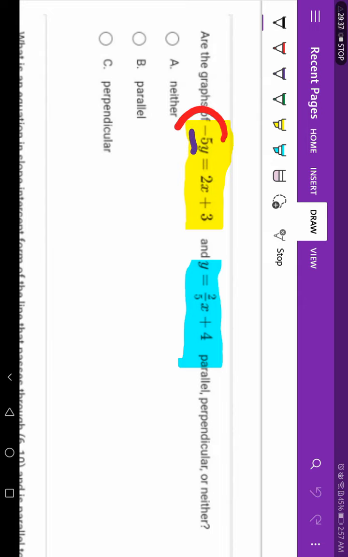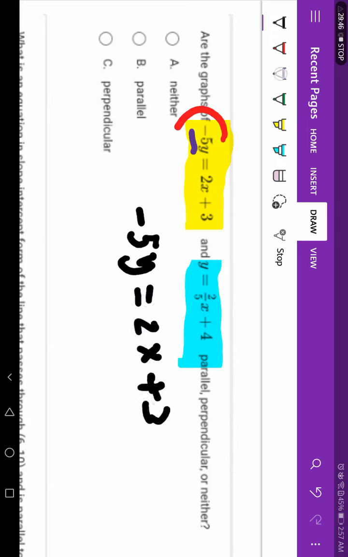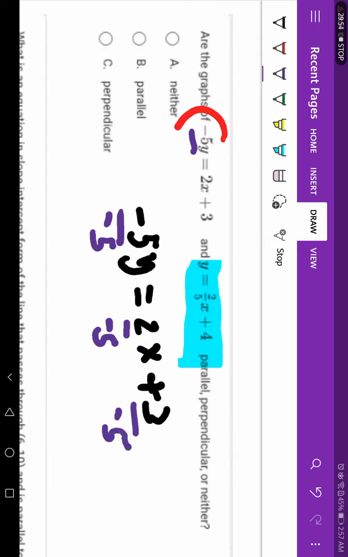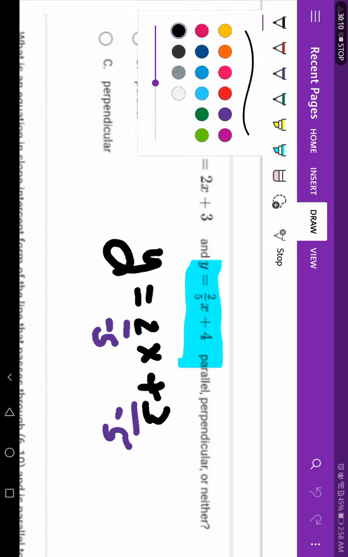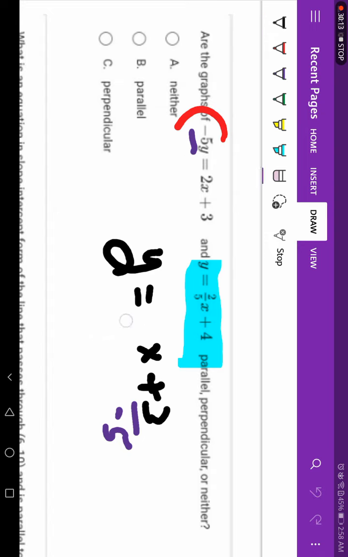Let me rewrite the equation, please. Negative 5y equals 2x plus 3. So I have to divide this by negative 5, divide this by negative 5, and divide this by negative 5. I have to divide all the terms, actually. So this will be eliminated, and the y will be alone and happy. And keep this. This will be negative 2 over 5.